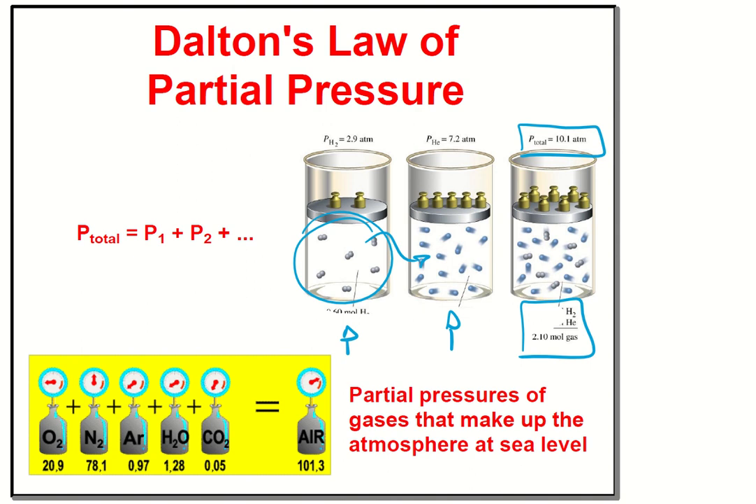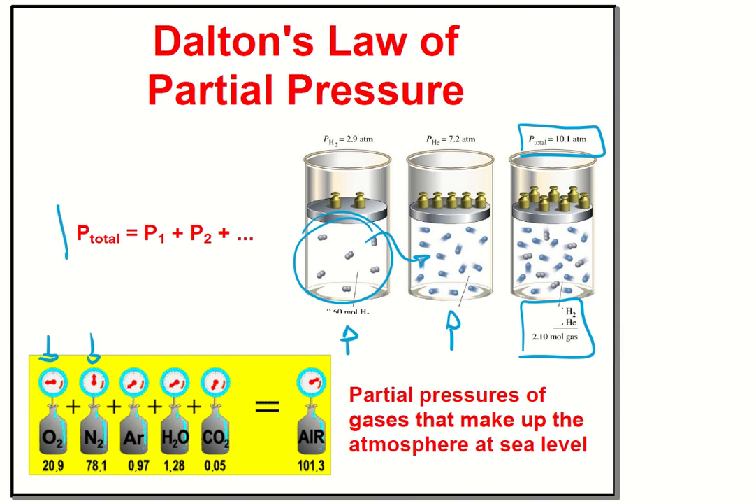Likewise, our atmosphere is composed primarily of nitrogen and oxygen, also with trace amounts of argon, water vapor, and carbon dioxide. Summing the partial pressures, or the individual pressures of each of those gases, you get the total pressure of air in our atmosphere of 101.3 kilopascals.